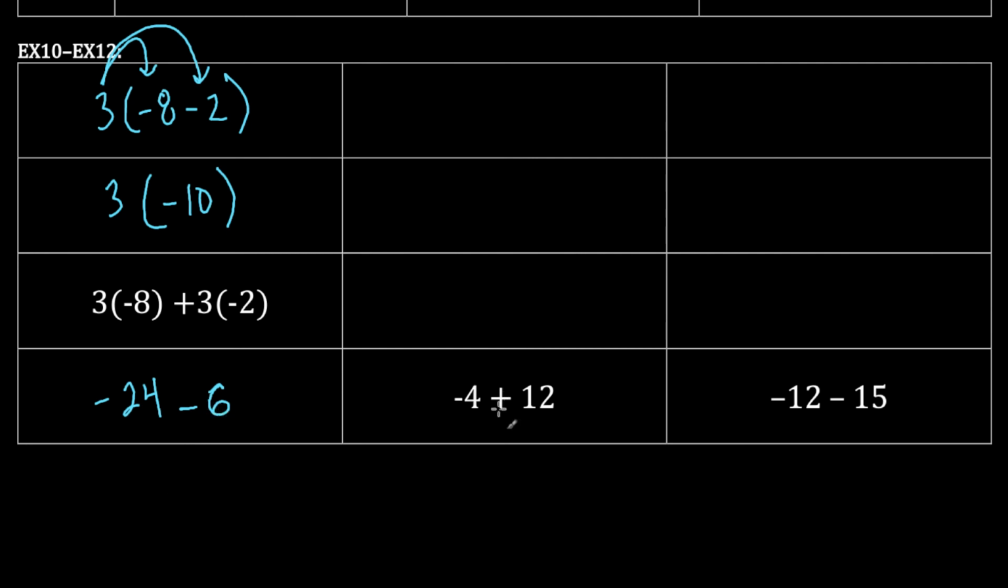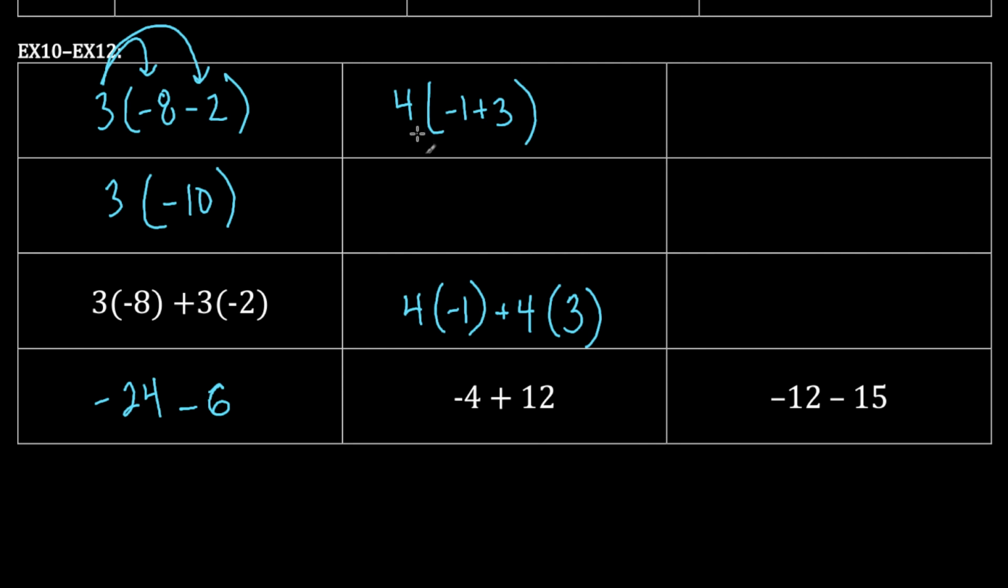Okay. What about this? So what number can I pull out? I can pull out a 2. I can also pull out a 4. I just want to pull out a 4 because it's different this time. So 4 times what is negative 4? Negative 1. And that's positive 4, so positive 4. 4 times what is 12? 3. Cool. Good. And I could have written that as 4 times negative 1 plus 3, because it's positive 3. And I could have written that as 4 times 2.